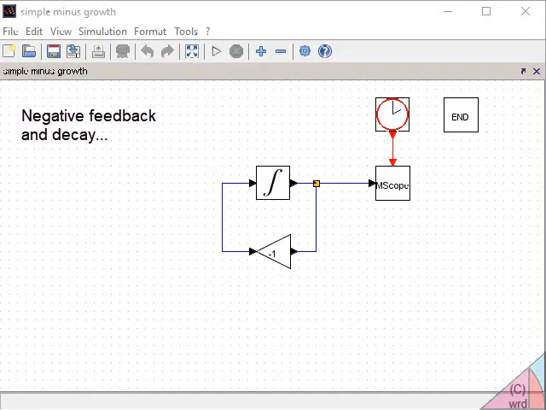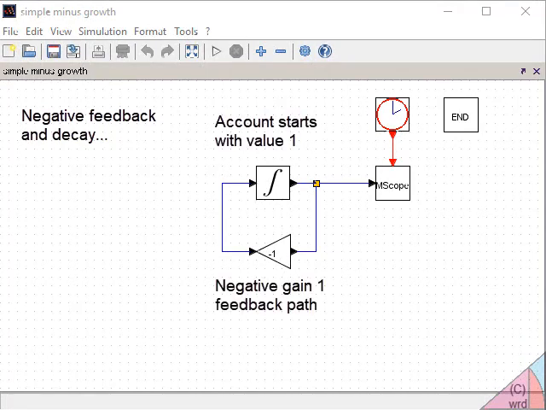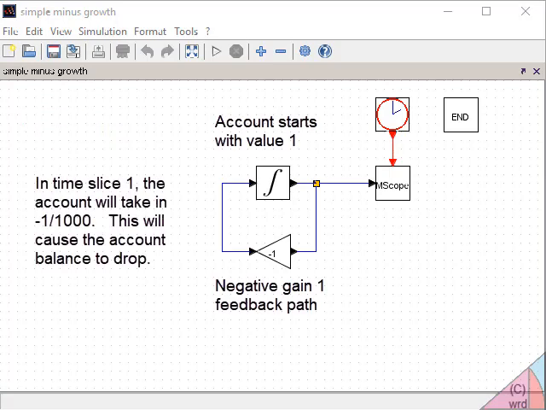Now for negative feedback and decay. We keep 1 as the starting value of the account. This time we set feedback to -1. The first thing the account will do is take in the -1 from the gain block and divide it by 1000. This will cause the starting balance to begin dropping.